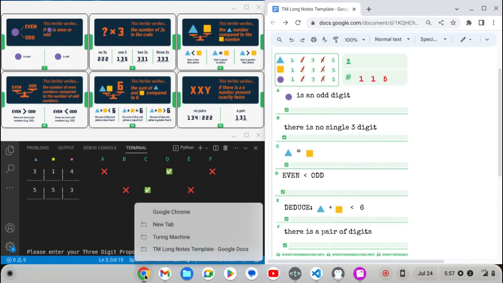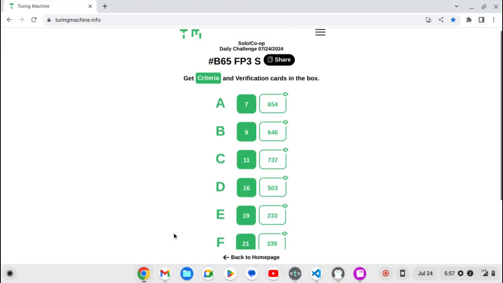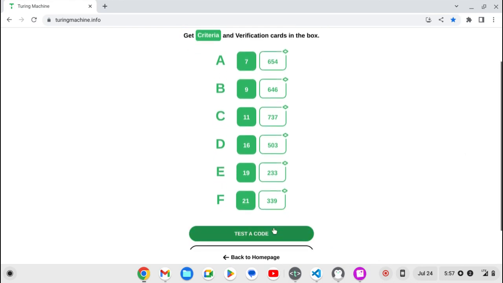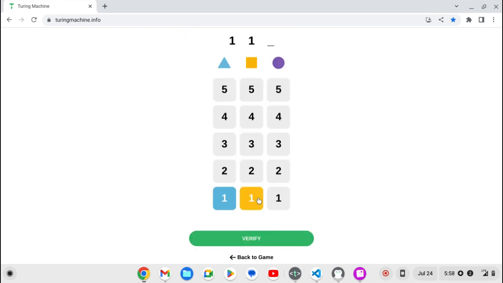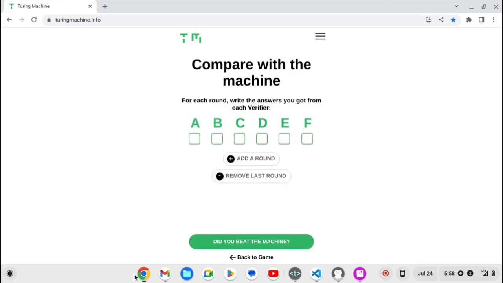Let's go to turingmachine.info to verify. So do we have a solution of 115? Fantastic. All right, so let's go back and see, did we beat the Turing machine?